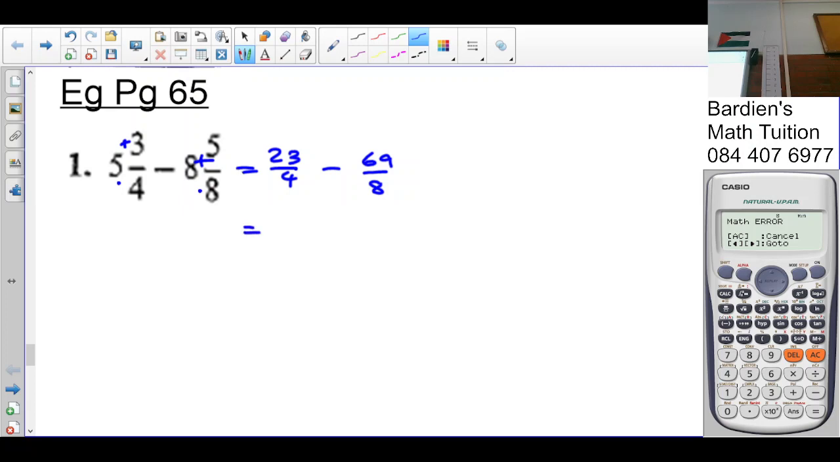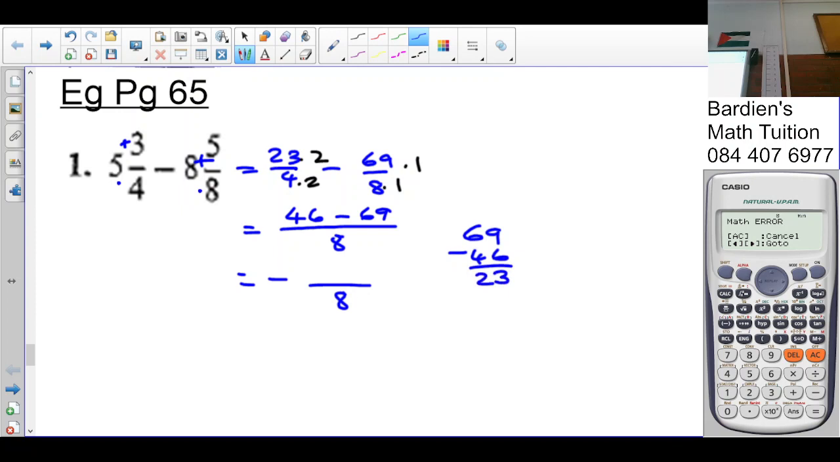Let me find an LCM. What's our LCM here? 8. So you must multiply this by 2. This by 1. So 2 times 23 is 46 minus 69. Will this answer be negative or positive? Negative, because that 69 is greater than 46. It's negative 69 minus 46. It's going to give you 323. Alright? You all understand? Any confusion? No?